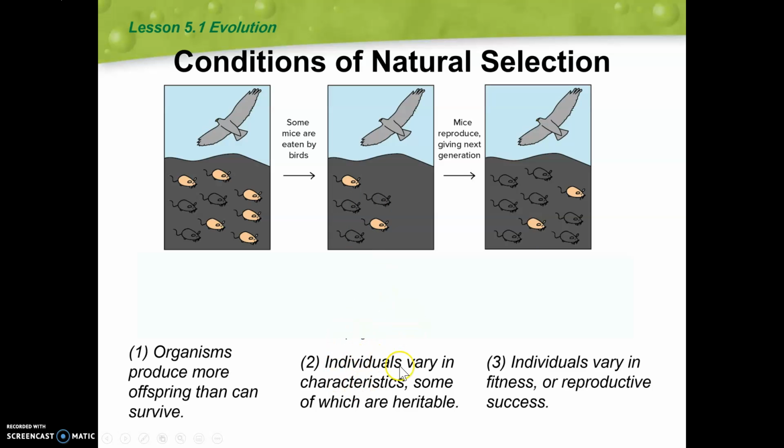Because of that, we can see that that is a heritable trait. They are more likely to survive, so they're going to send those genes on to the next generation, and will show that they have more reproductive success and fitness than our white mice in this situation. So that's a good example of how natural selection works.